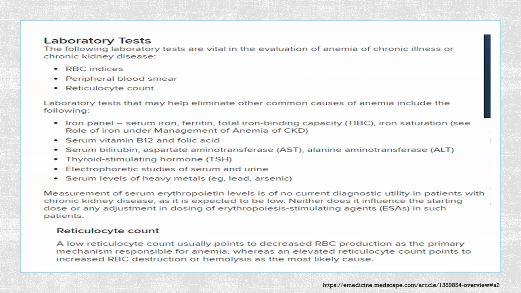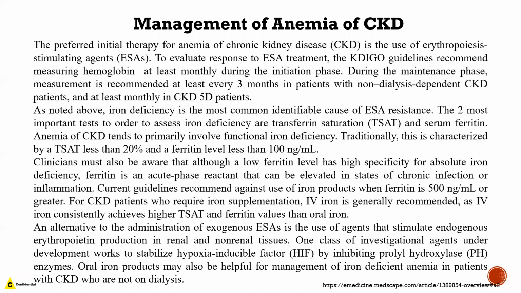Measurement of serum erythropoietin levels is of no current diagnostic utility in patients with chronic kidney disease, as it is expected to be low. Neither does it influence the starting dose or any adjustment in dosing of erythropoietin-stimulating agents in such patients. A low reticulocyte count usually points to decreased red blood cell production as the primary mechanism responsible for anemia, whereas an elevated reticulocyte count points to increased red blood cell destruction or hemolysis as the most likely cause.